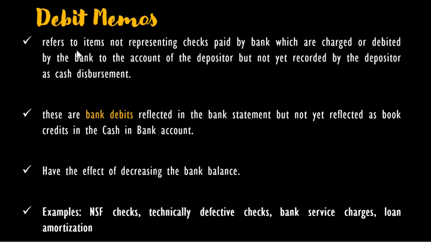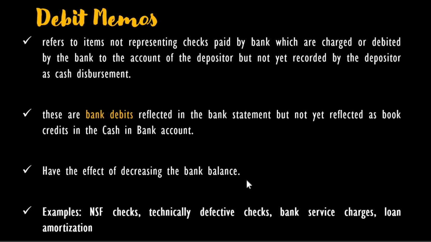What is this debit memo? This refers to items not representing checks paid by the bank which are charged or debited by the bank to the account of the depositor but not yet recorded with the depositor as cash disbursement. So the bank has already deducted from the depositor's account, but the depositor doesn't know until he sees the bank statement given by the bank. So these are bank debits reflected in the bank statement but not yet reflected as book credits in the cash in bank account. So take note that debit memos have the effect of decreasing the bank balance.